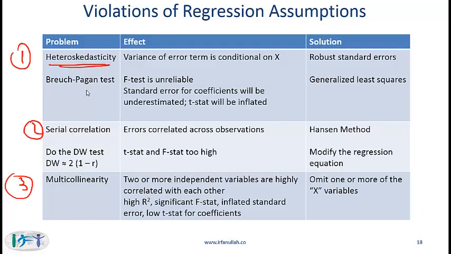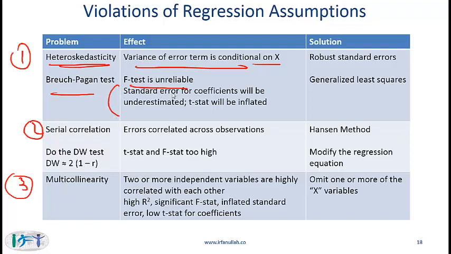And what are the three most important assumptions to look at? The first is check whether there's a heteroscedasticity problem. What's the heteroscedasticity problem? This is the problem that the variance of the error term is conditional on x. So if this is happening, that's a problem. How do you check for this? You check for this using the Breusch-Pagan test. If you do have heteroscedasticity, then the F test is unreliable. So you might have a high F stat, but that doesn't mean anything.